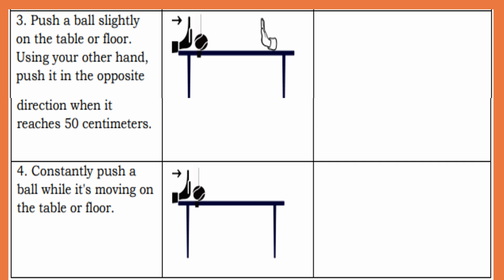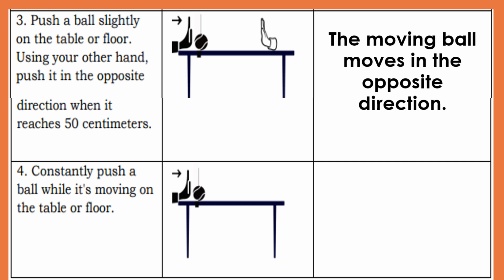Activity number 3, push a ball slightly on the table or floor. Using your other hand, push it in the opposite direction when it reaches 50 centimeters. What happens to the ball? The moving ball moves in the opposite direction.